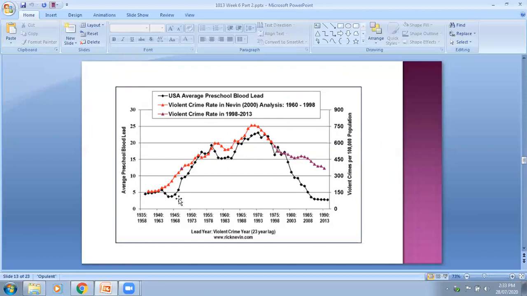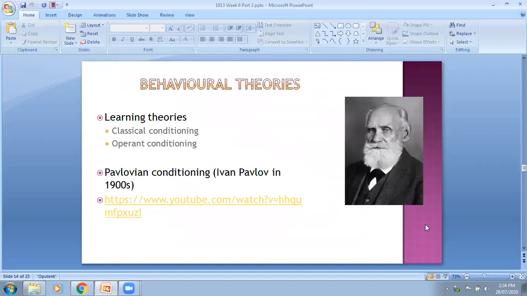So USA average preschool blood lead level: as the lead in their blood went up, so did the violent crime rate. The violent crime rate there in purple is just from 98 to 2013. As the lead level in their blood came down, so did the crime rate. So it's just showing that something as simple as getting lead out of the environment made a difference to the crime rate. All right, behavioural theories.